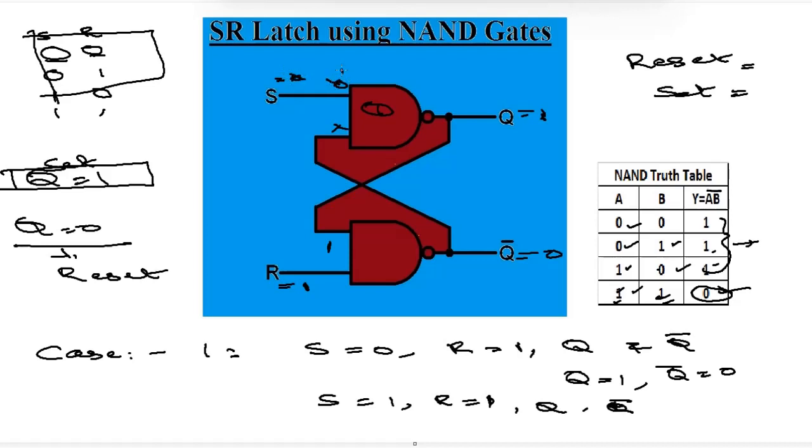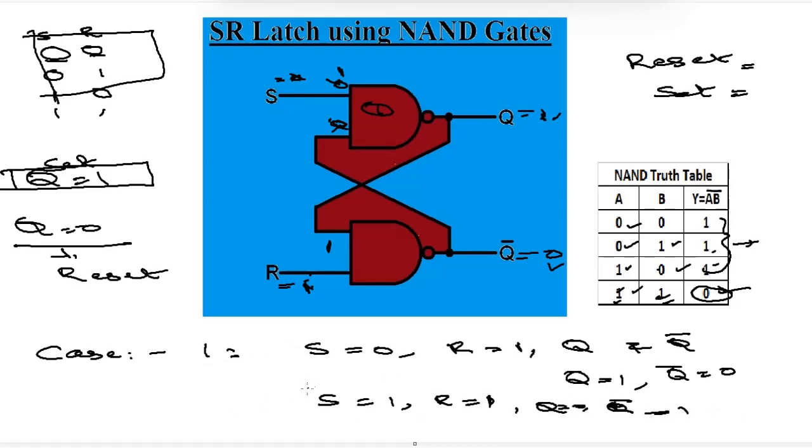Now the S value is 1, R value is also 1. So previously Q value is 1. See here, for the NAND gate, the second gate inputs are 1 and 1, so Q bar value is 0. Again this 0 is applied here. Now the inputs of the first gate are 1 and 0, so the output is 1. So the value cannot be changed. So we get the Q value is 0, Q bar value is 1.